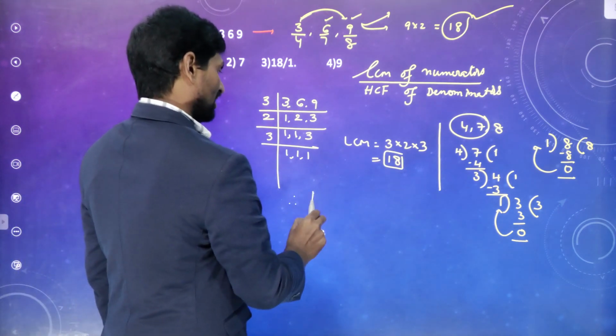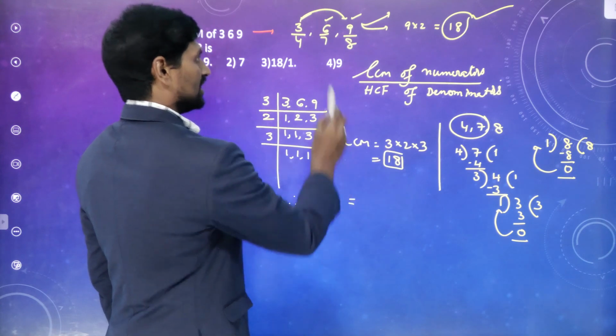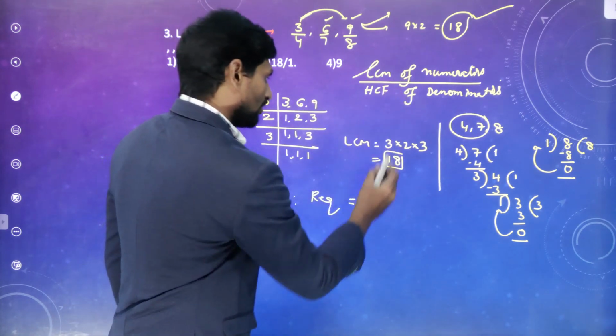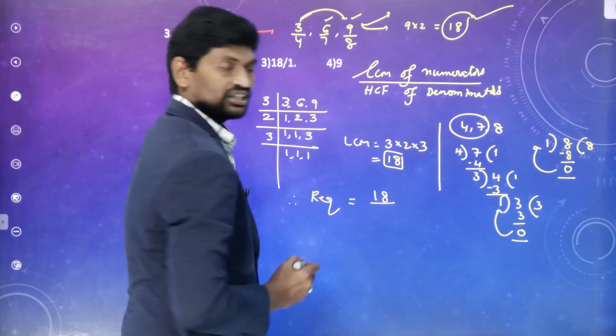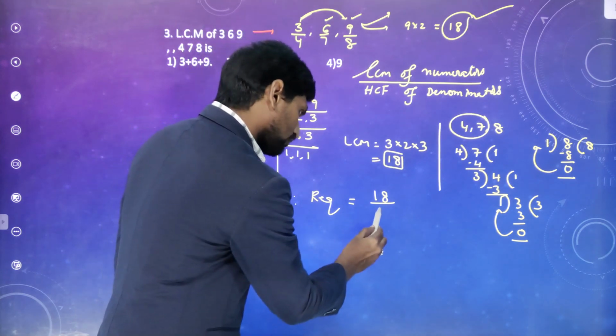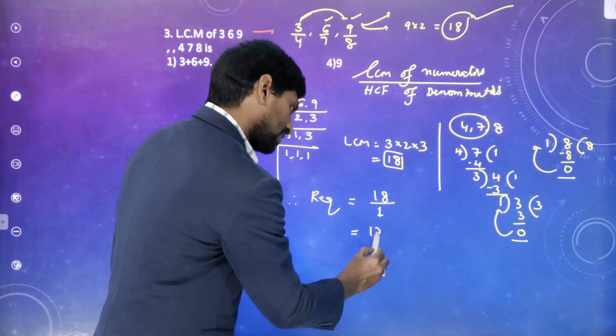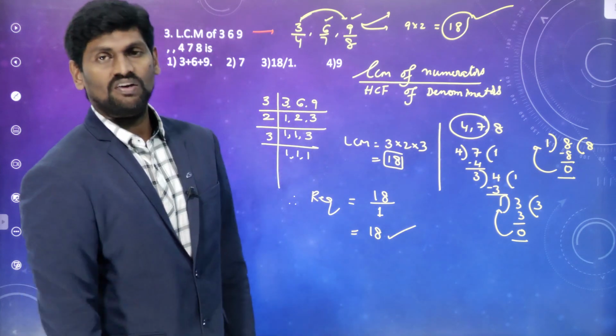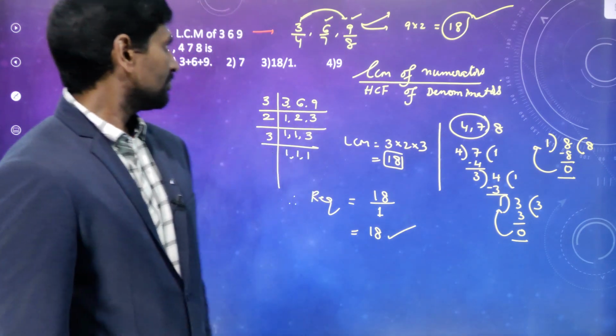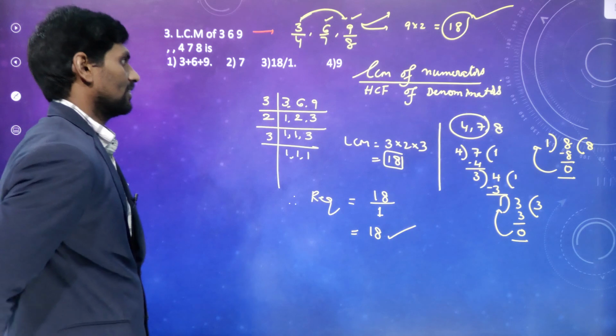Now required answer, LCM of these fractions: LCM of numerators we got 18 and HCF of denominators is 1. So 18 by 1 is nothing but 18. Our answer is 18. Okay? Check.